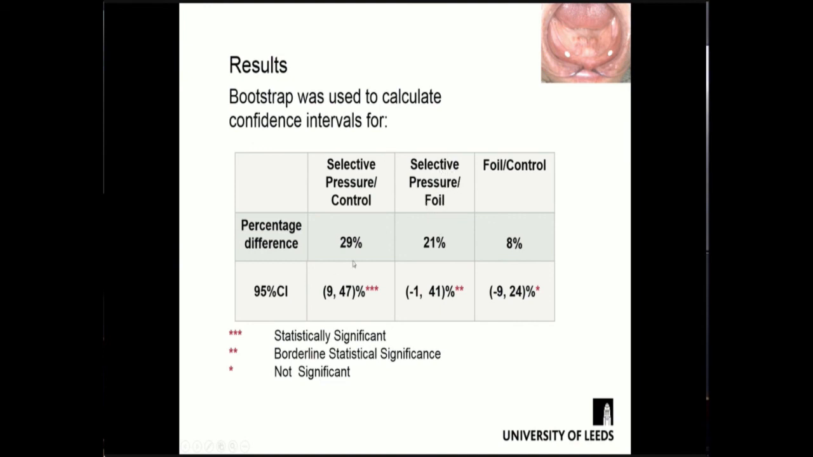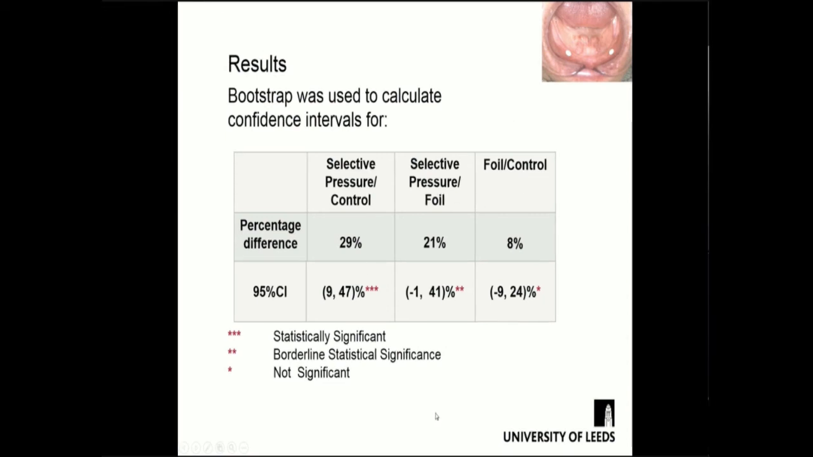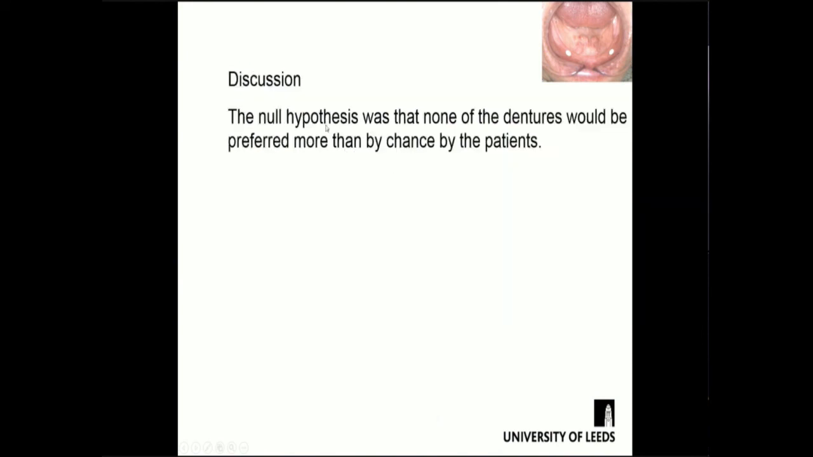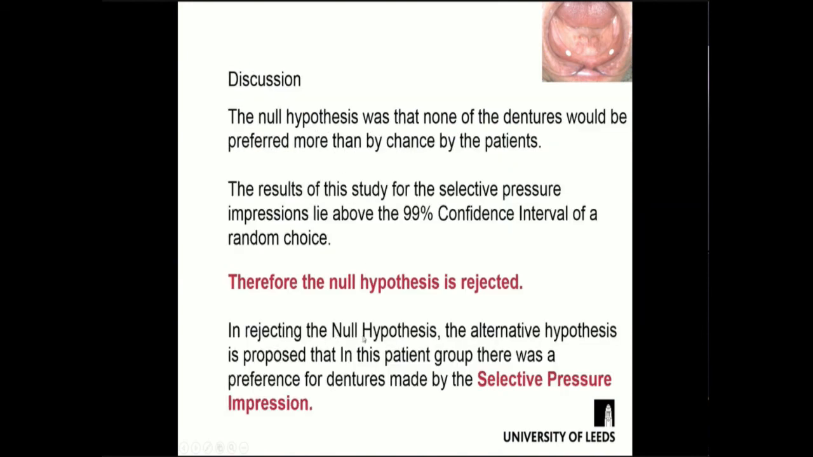But between the control and the selective pressure technique, we were statistically significant. So we have the evidence to suggest that distributing pressure in this way is better than taking a standard impression and making the denture, and we have a hint that if we'd had a larger sample size perhaps, then we'd have been better than the traditional method of dealing with it too. So null hypothesis is rejected and a selective pressure impression is advocated.